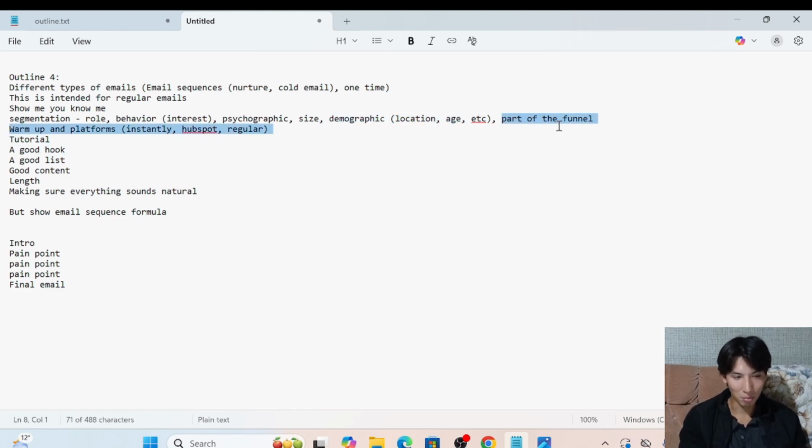And then what part of the funnel they're in. So for instance, if they're part of the interest stage, you'd have to market to them differently. Or if they're in awareness, you have to make them aware of it somehow, aware of their problems. And if they're in conversion, you have to make them know why they should pick you over your competitors.